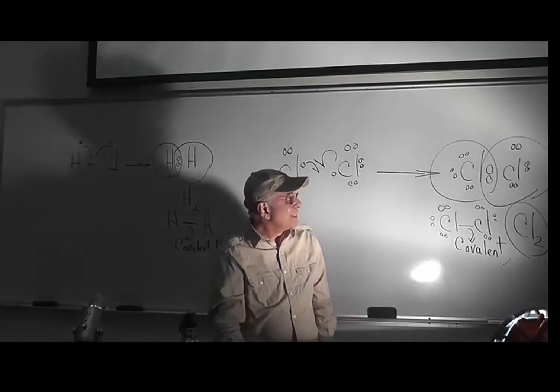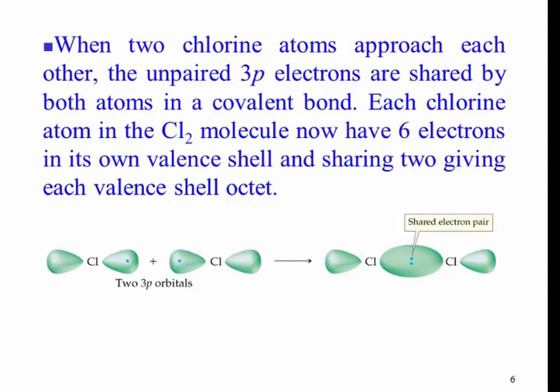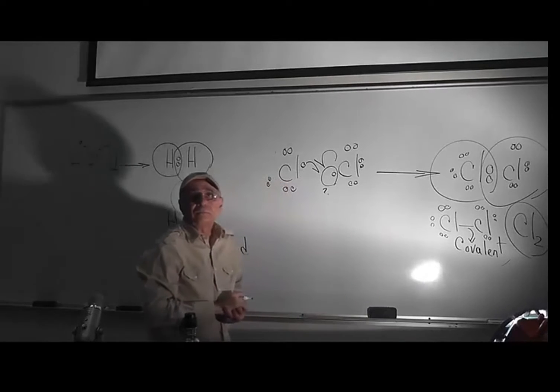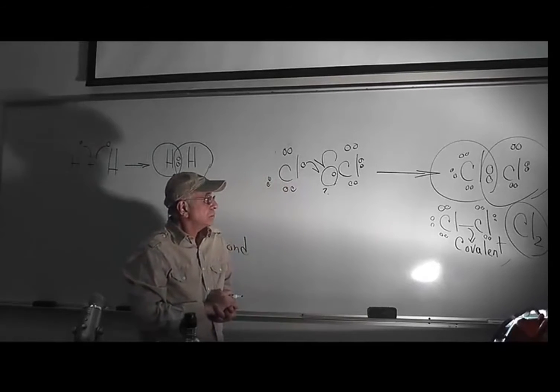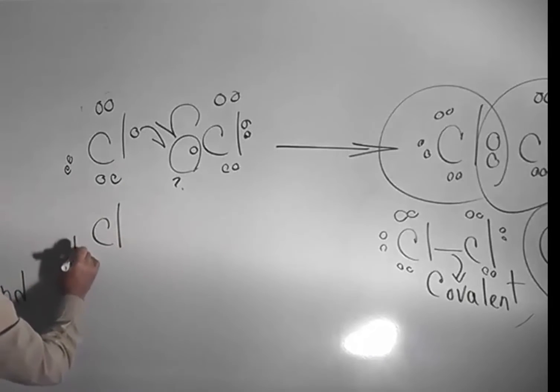So guys, what is happening in the case of Cl2? If I look at the orbital picture, can you tell me where this single electron is? Where is this single electron? Let's check. How many electrons in chlorine? 17, yes?